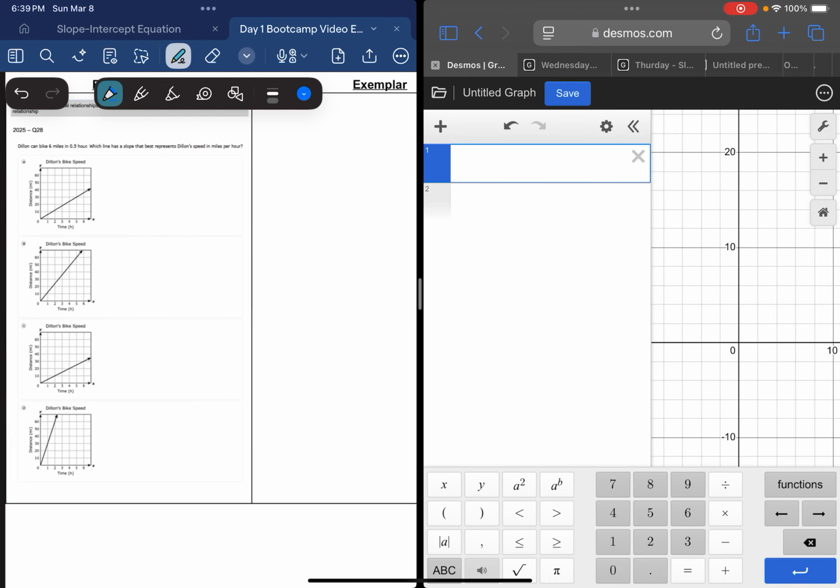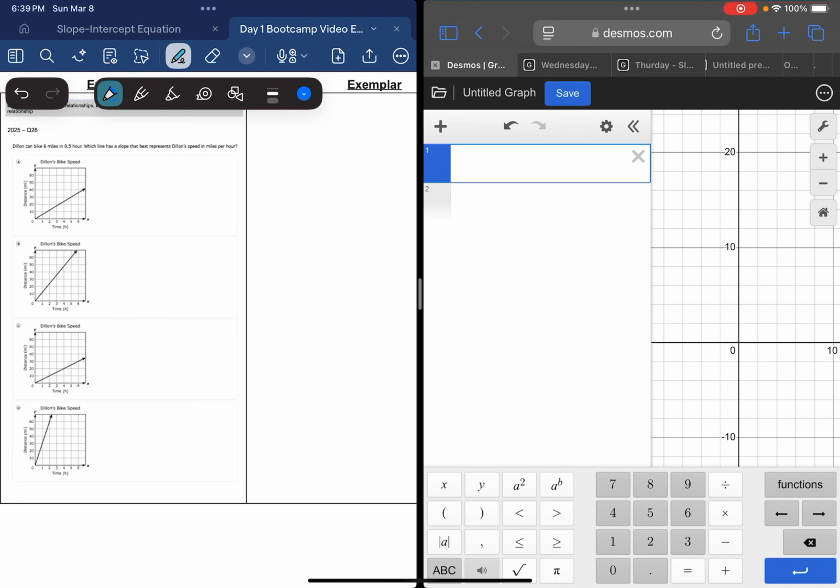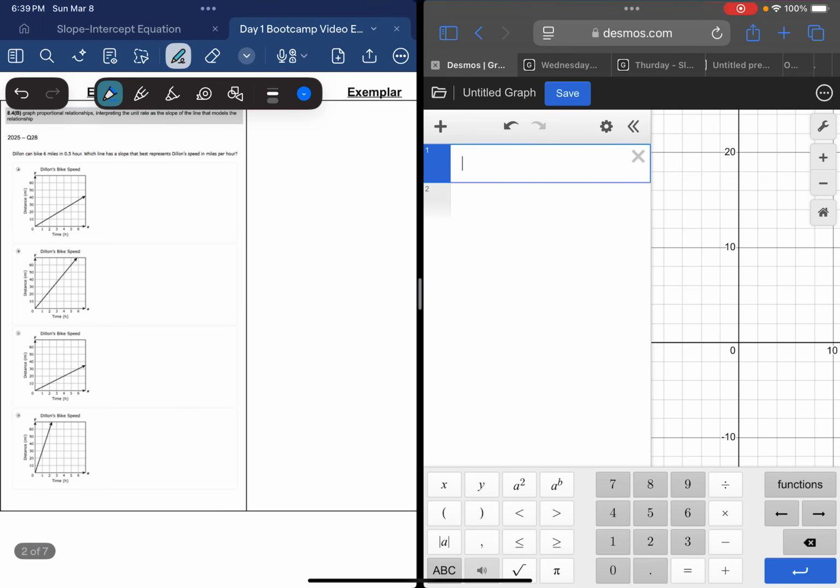For this next question, it says Dylan can bike 6 miles in half an hour. Which line has a slope that best represents Dylan's speed in miles per hour? So again, we're given two numbers, and we're asked to determine a slope from a graph. From these two numbers, we have to determine which is x and which is y. And again, time is always x, so we have 0.5, comma, 6.